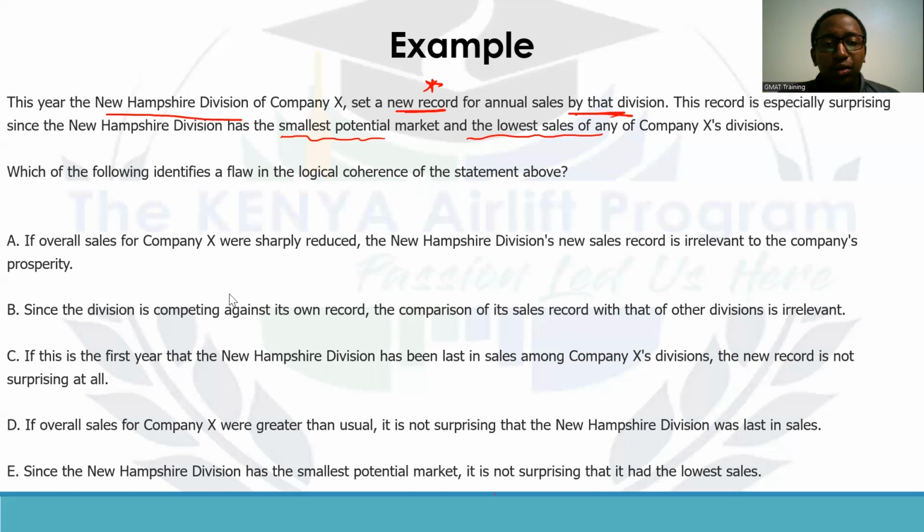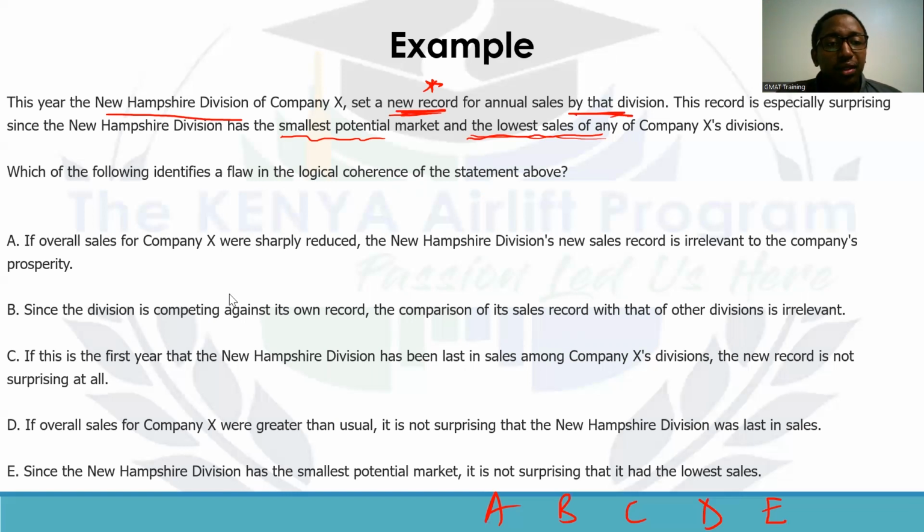So we will go to eliminate, and if you want to find the logical flow of this argument, you must connect these and these, or show a disconnect of the same.